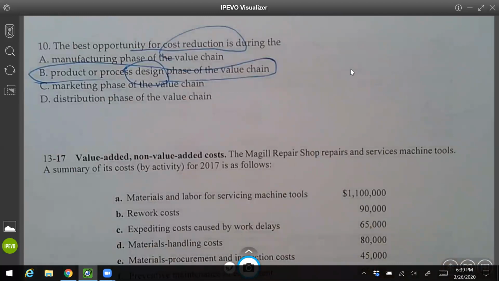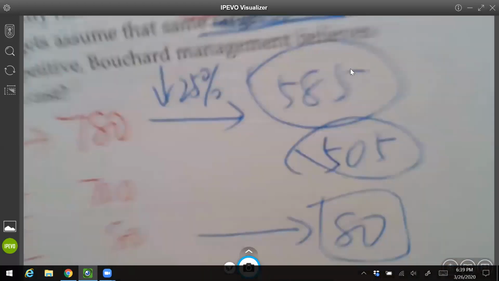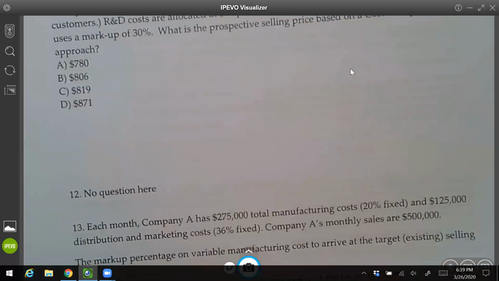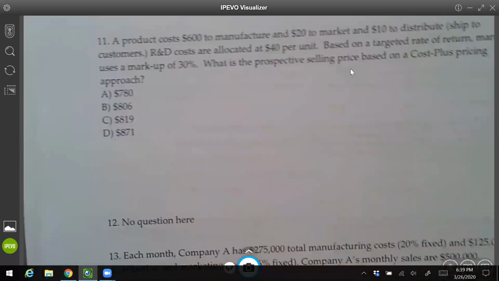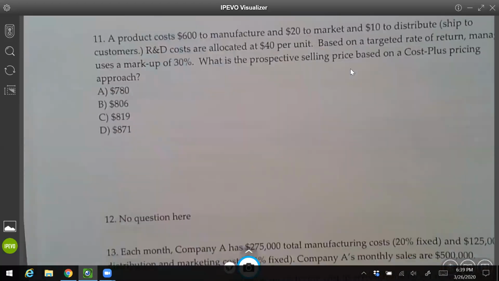Okay, I think I stop here. As I keep saying, I don't want to make too long a video. So next video, we talk about the other part of the cost plus approach.